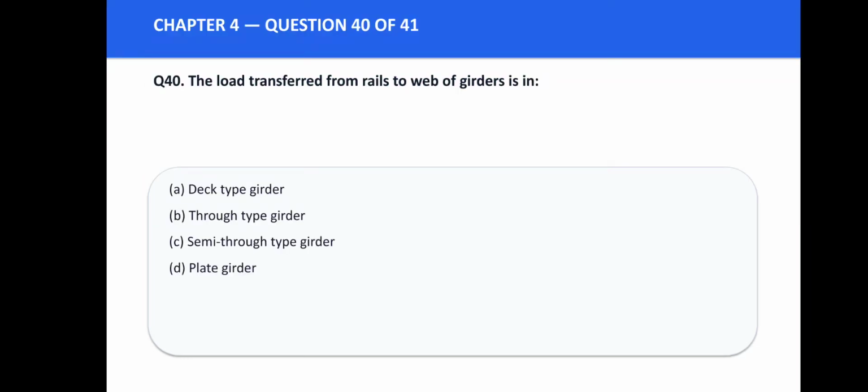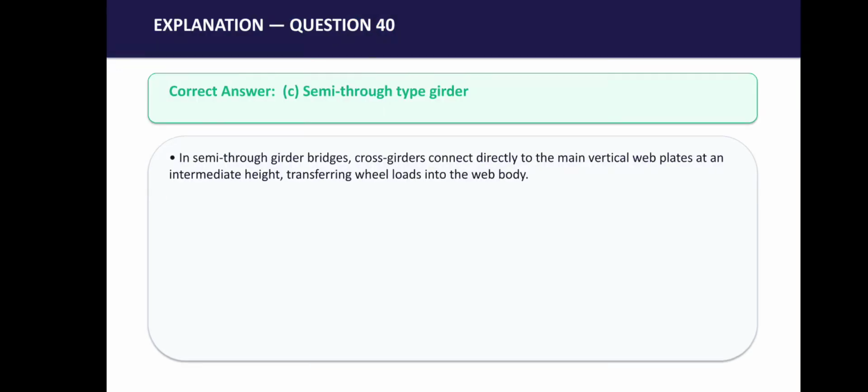Question 40. The load transferred from rails to web of girders is in which type of girder? Option A, deck type girder. Option B, through type girder. Option C, semi-through type girder. Option D, plate girder. The correct answer is option C, semi-through type girder. Explanation. In semi-through girder bridges, cross girders connect directly to main vertical web plates at an intermediate height, transferring wheel loads into the web body.